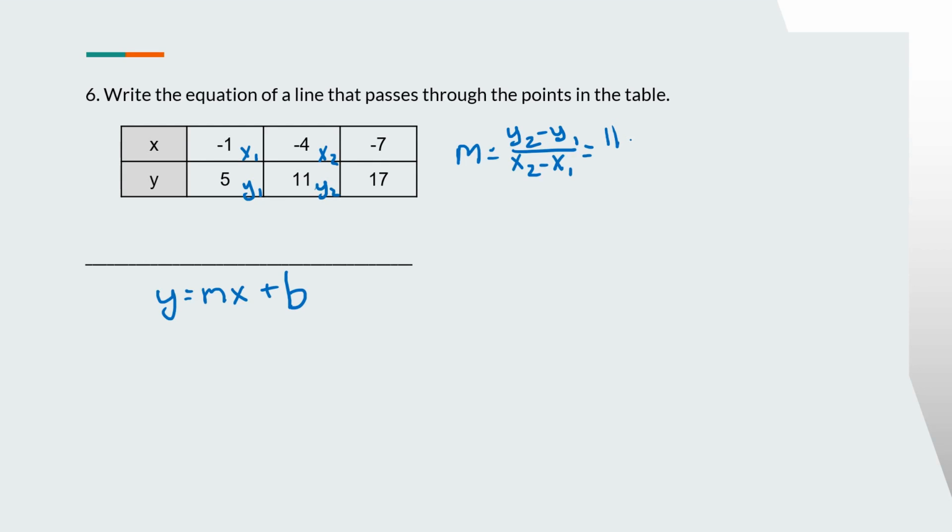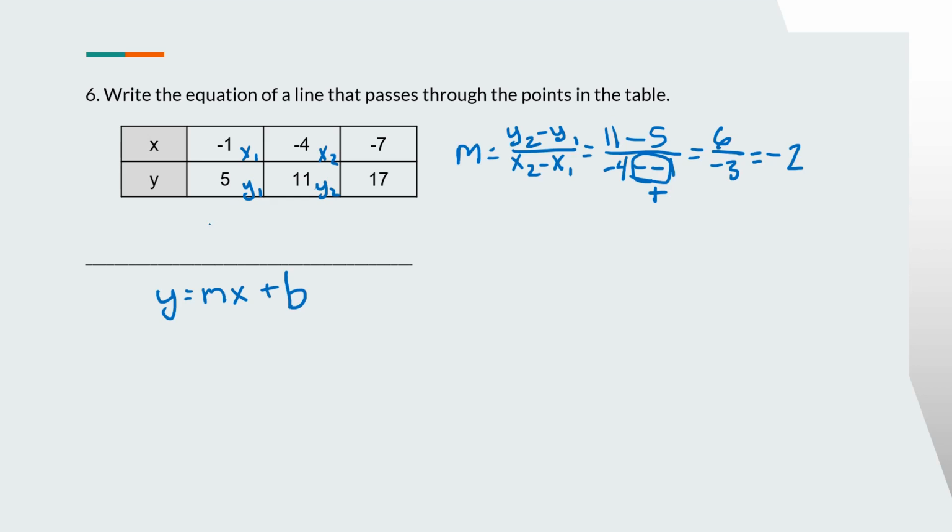So y2 is 11 minus y1 is 5 all over x2, which is -4, minus a -1. Now we took these two together, they become plus. So here I've got 11 minus 5 is 6 over negative 4 plus 1 is negative 3. When I plug that in, basically 6 divided by 3 is 2, and I keep the negative sign, so I get a negative 2 for my slope.